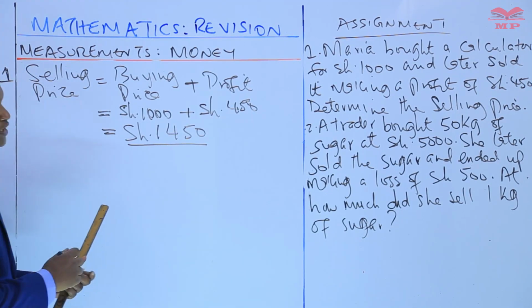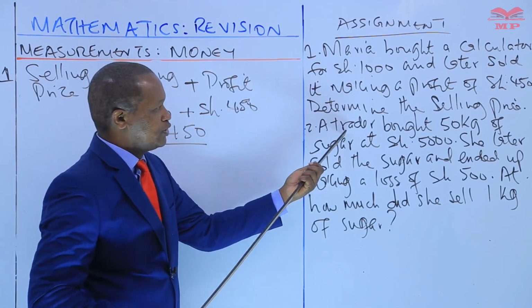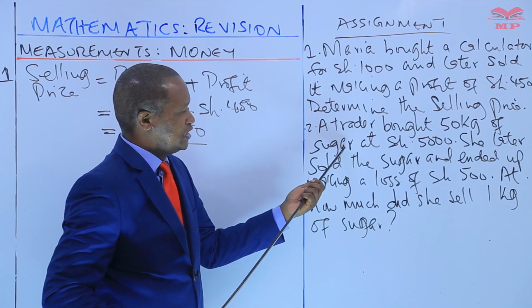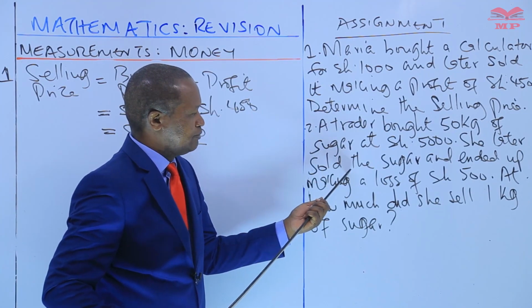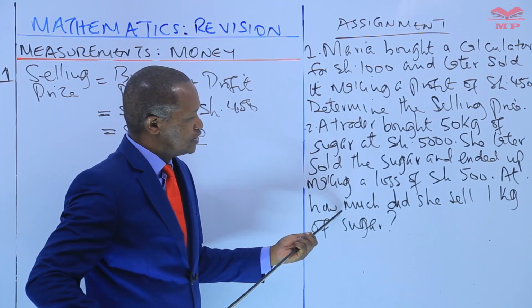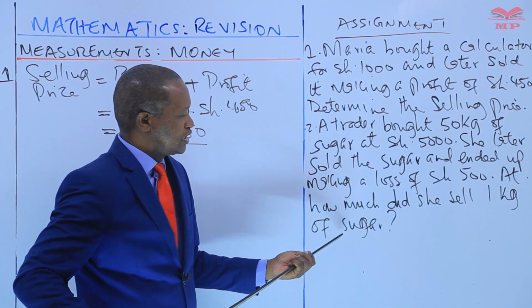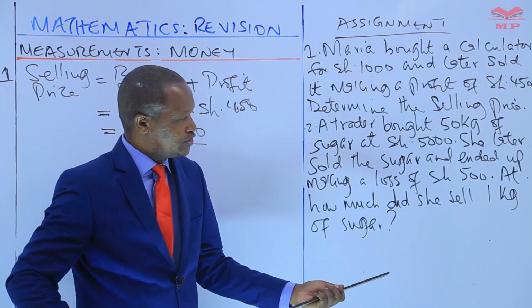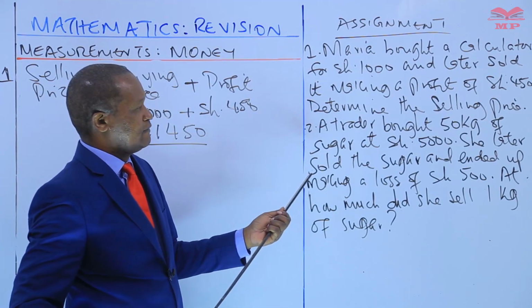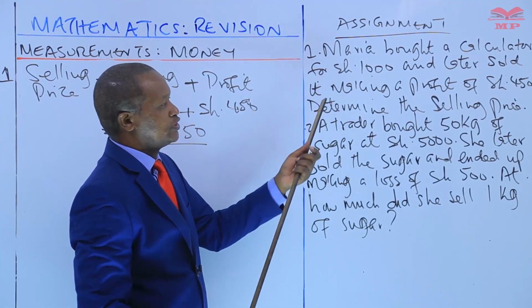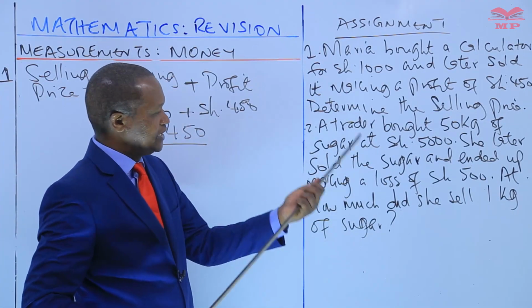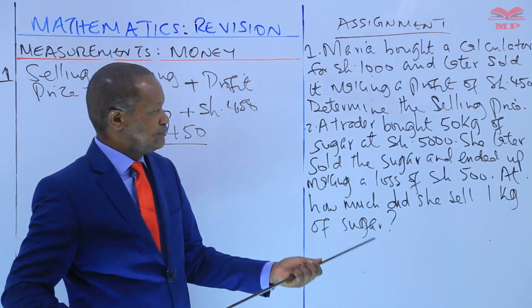Question number 2, I read, a trader bought 50 kilograms of sugar at 5,000 shillings. She later sold the sugar and ended up making a loss of 500 shillings. At how much did she sell a kilogram of sugar? In the first question, we got the total selling price. In the second question, we have to calculate the selling price per kilogram.